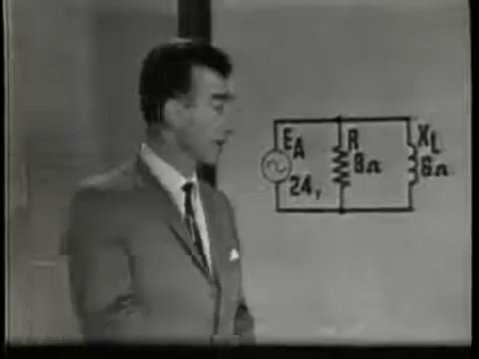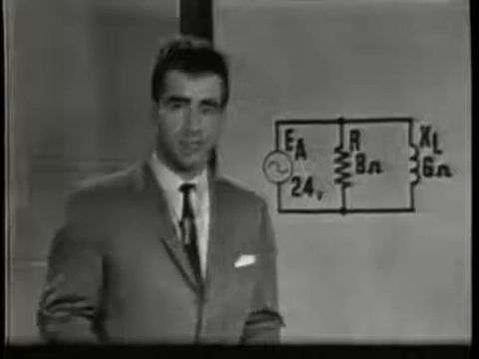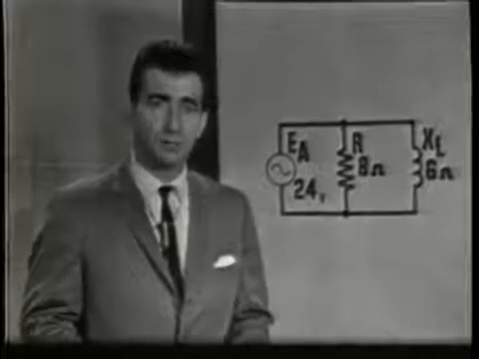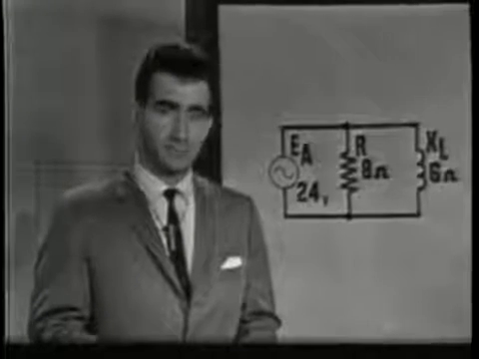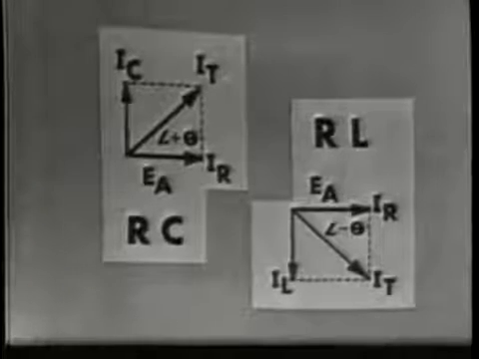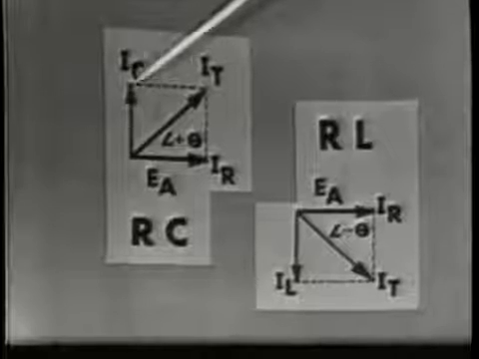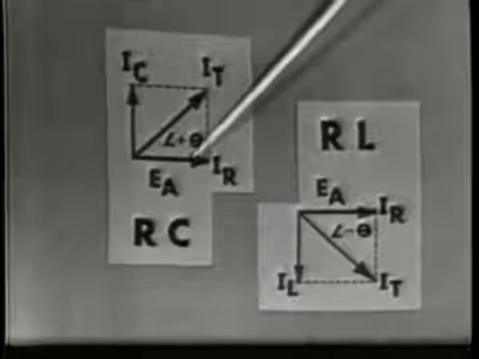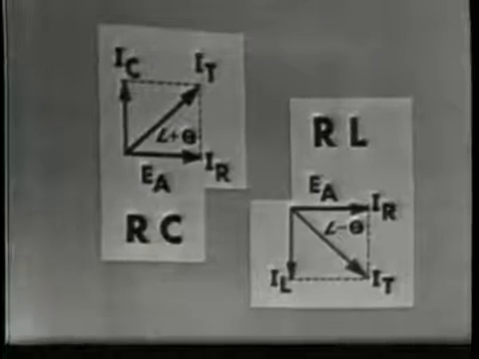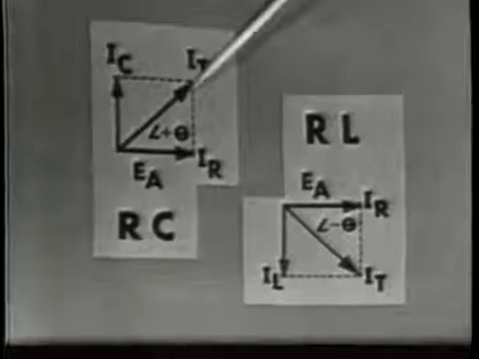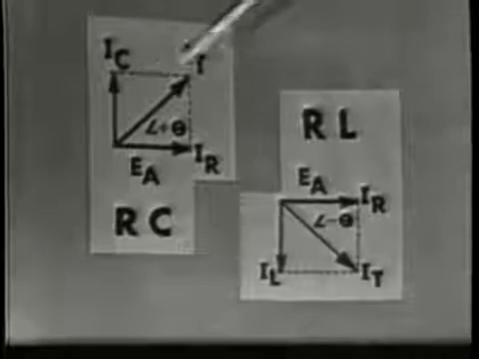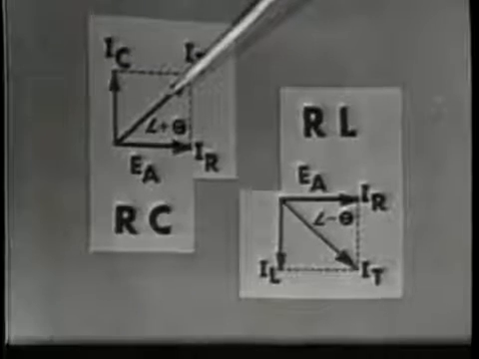The inductor, however, introduces a 90-degree phase shift between current and voltage, but not in the same way as the capacitor. If we plot a vector diagram of the RC circuit, we must show IC 90 degrees ahead of EA, because current leads voltage in a capacitive circuit. And of course, the total current will be ahead of EA by some angle less than 90 degrees. Now, this circuit is said to have a positive phase angle, or leading phase angle.